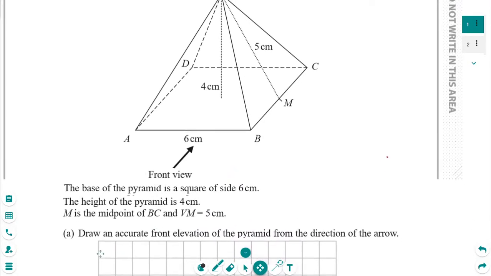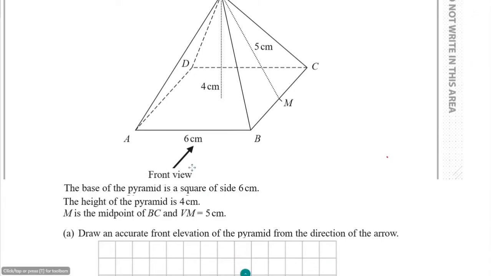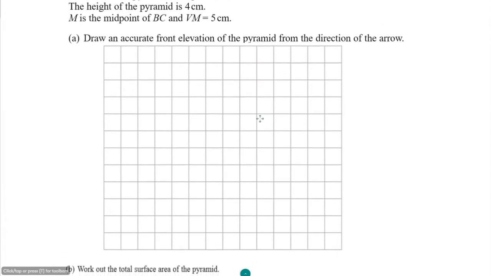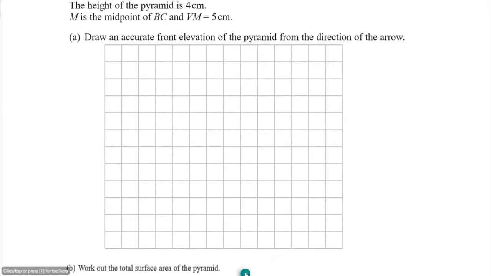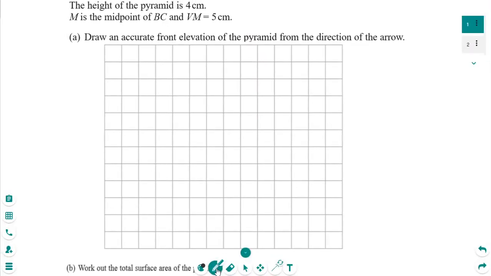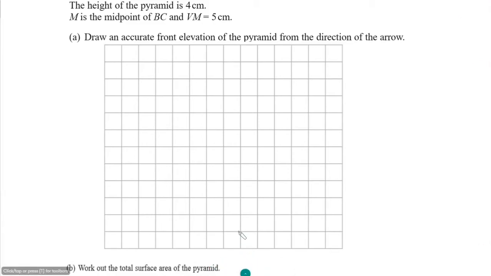Now the question says, draw an accurate front elevation of the pyramid from the direction of the arrow. Okay, this is the direction of the arrow, so I'm going to draw this front side here. To do that, I have to take cognizance that the base is 6 and the height is 4. So I'm going to come here now and make a drawing. Remember, the base is 6 and the height is 4.